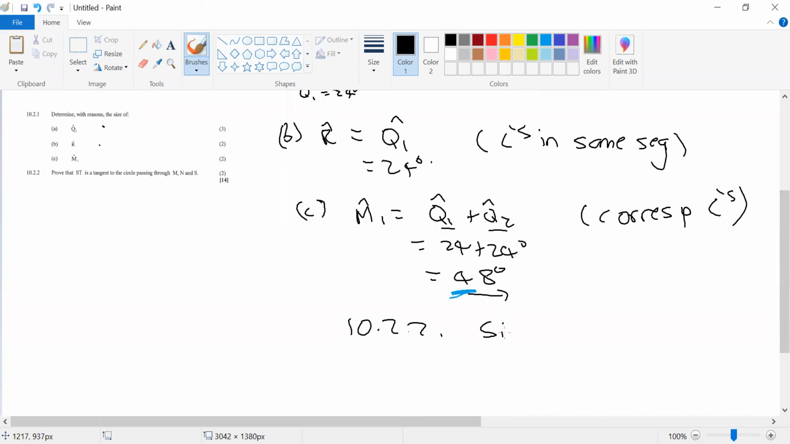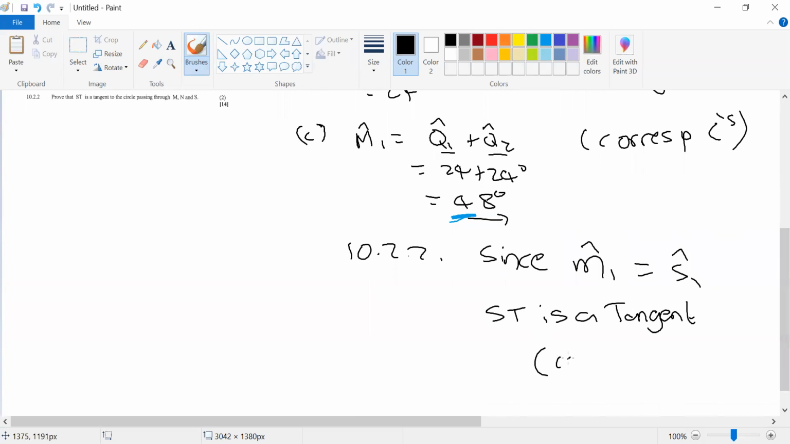So since M1 is equal to S1, ST is a tangent simply because of the converse of the tan chord theorem.